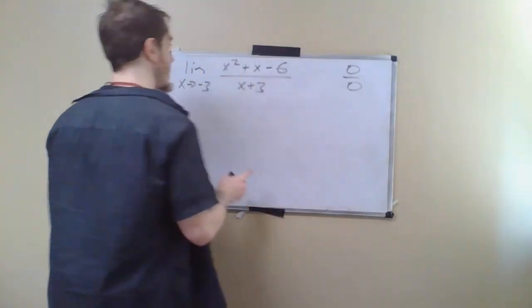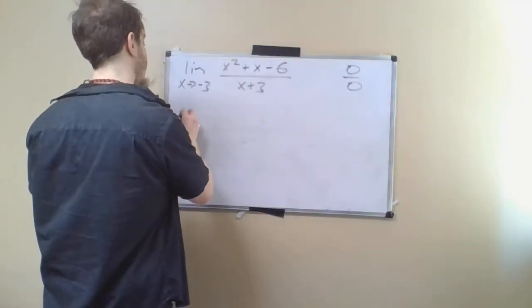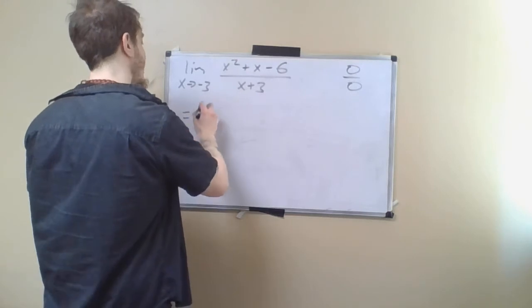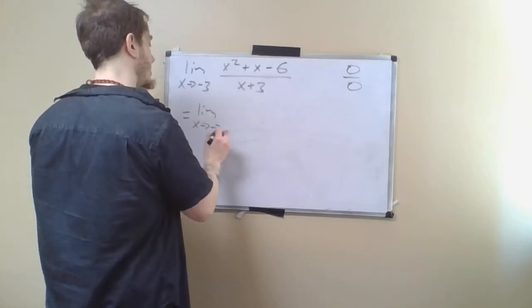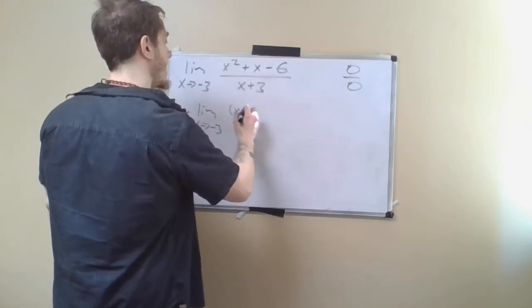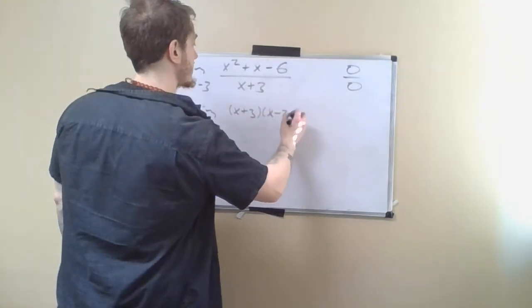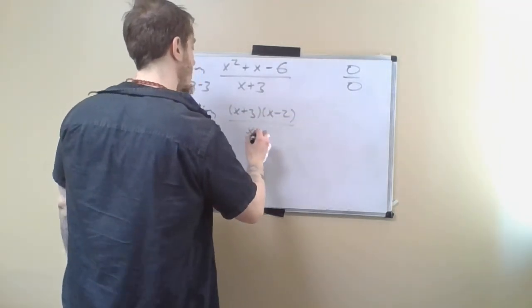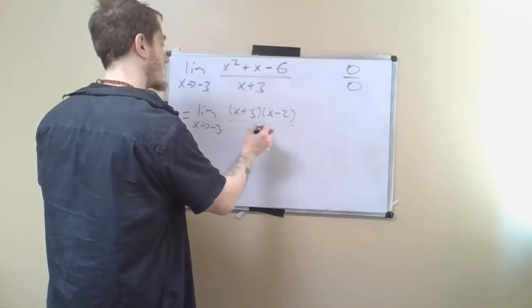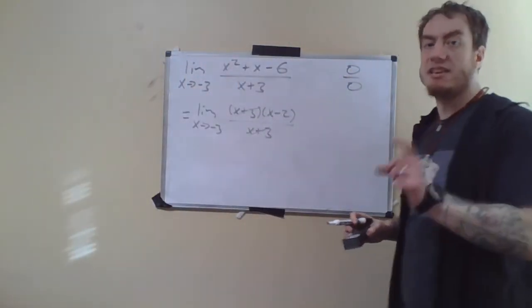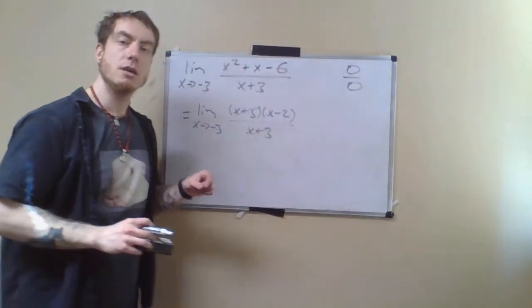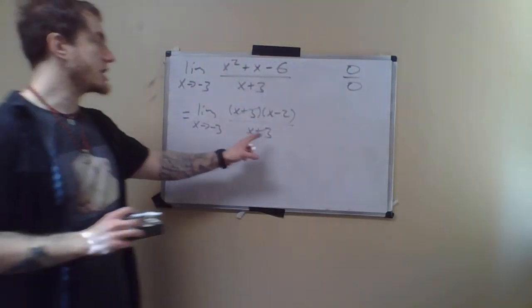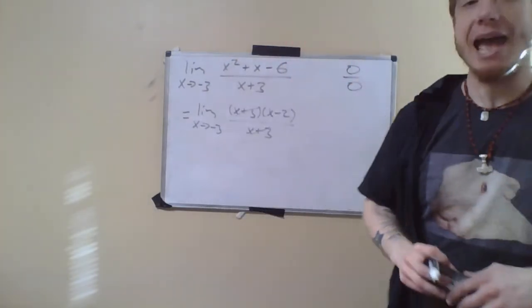And what that tells me is I want to look for something that I can cancel. So what I can do is say this is the limit as x approaches negative 3 of x plus 3 times x minus 2, divided by x plus 3. I can cancel the x plus 3s. Now, you've got to be careful when you cancel things, because you are in general changing the value of the function at a certain point.